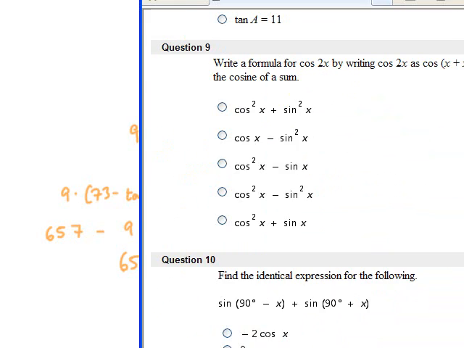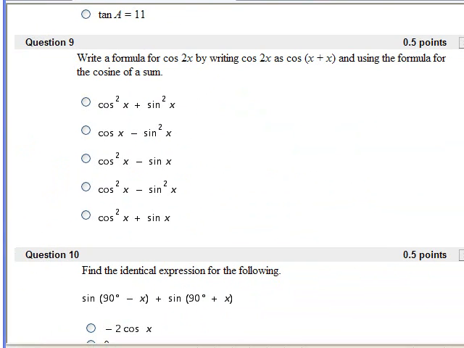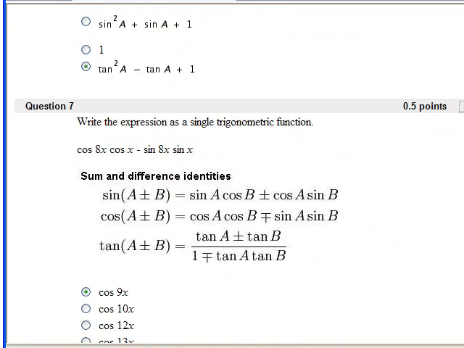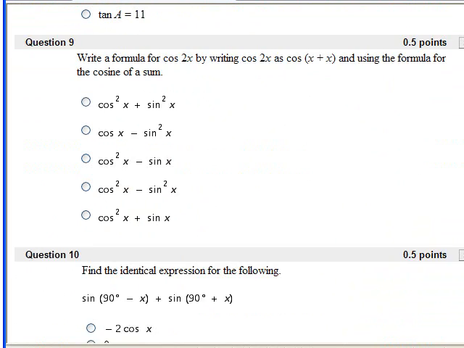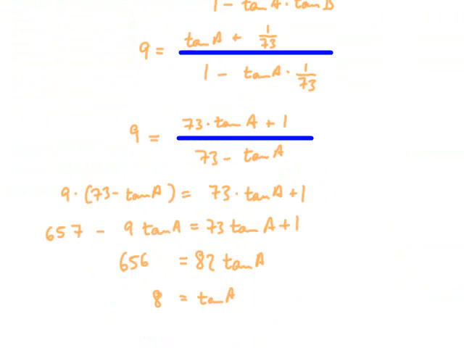Okay, and the next one says, okay, I was interrupted for just a moment. Okay, so I have cosine 2x, and I'm supposed to express it as cosine x plus x, and then using a formula for the cosine of a sum. That formula for the cosine of a sum would be this one right here, so I'm going to use that in a moment. Cosine times cosine minus sine times sine. Remember that it's a plus in the problem at hand. Okay, let's see, there it is.